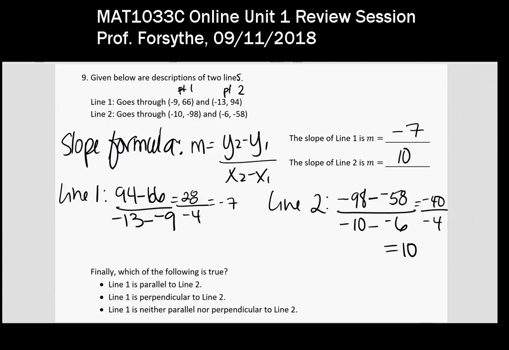So you have negative 7 and 10 as your two slopes. You're trying to decide if the lines are parallel, perpendicular, or neither. If the slopes were equal, they would be parallel lines, which clearly they are not. So it's not parallel. If the slopes were negative reciprocals, they'd have opposite signs, which they do here, but they would also have to be reciprocals. So the reciprocal of 7 would be 1 over 7, and the reciprocal of 10 would be 1 over 10.